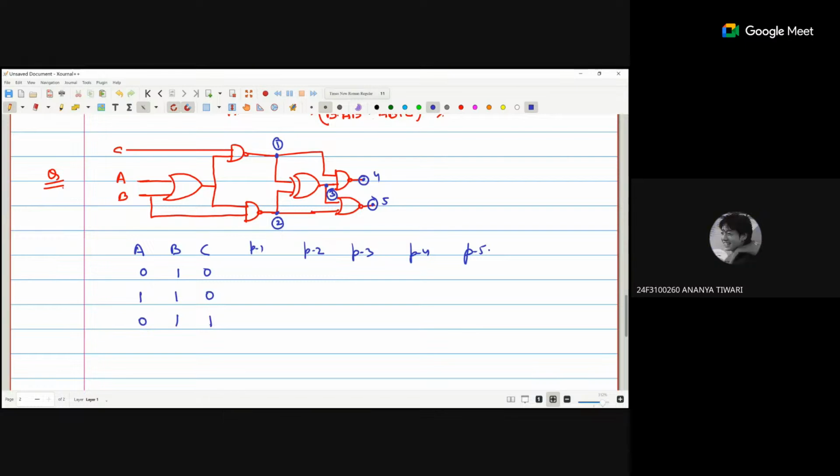We do not require the equation now for y1, y2. I just want to know the value of P1, P2, P3, P4, P5 for these three conditions. Okay, sir. Don't need to write an equation because it will be time consuming. We are not asking for the equation in that. Okay, sir.